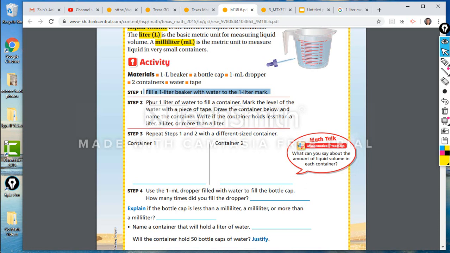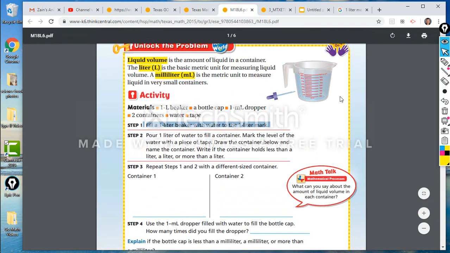So basically what you're doing is you're going to pour 1 liter of water to fill a container. You're going to mark the level of water with a piece of tape. Then you're going to draw the container in these pictures here, or you can do them in your journals in these sections. It doesn't matter so long as you draw them. And name the container. Write if the container holds less than a liter, holds a liter, or more than a liter.